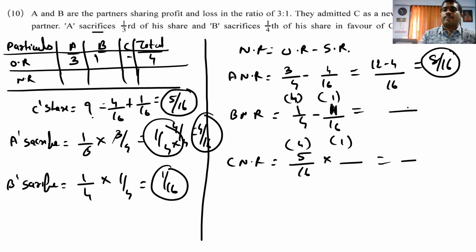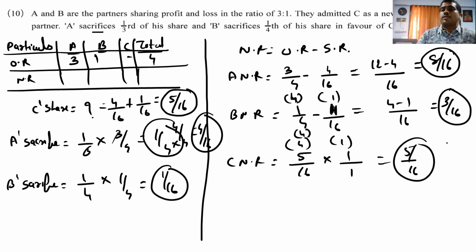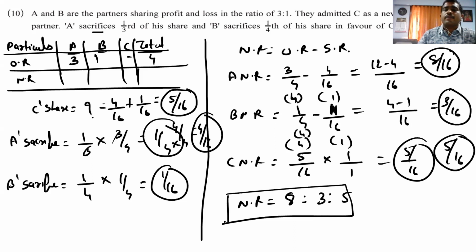8 by 16. B's new ratio, the same way, 4 minus 1 by 16, 3 by 16. And 16 is there, so we have to multiply with 1 only, it becomes the same, 5 by 16. So the new ratio comes to us 8 is to 3 is to 5. So 8 plus 3 is 11, 11 plus 5 is 16. So clear, the 10th question.